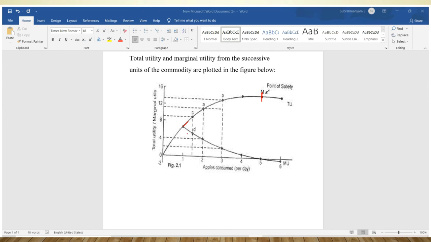Whereas marginal utility plotted in a graph, it falls down. It falls like this. First apple consumption, he got 7 units of marginal utility. Next 4 units. Next 2 units. Next 1 unit. At the time of the fifth apple consumption, marginal utility is 0. Suppose total utility is maximum, then at that time marginal utility is 0. At the time of the sixth apple consumption, marginal utility decreases from 0 to -1.